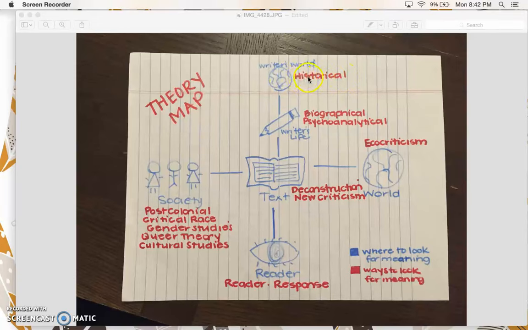Historical criticism, again, focuses on how history both shapes and is influenced by a text. So what type of experiences historically shaped the text from the author's point of view? And again, remember that historical criticism also emphasizes that there are multiple histories that are equally valid and useful.